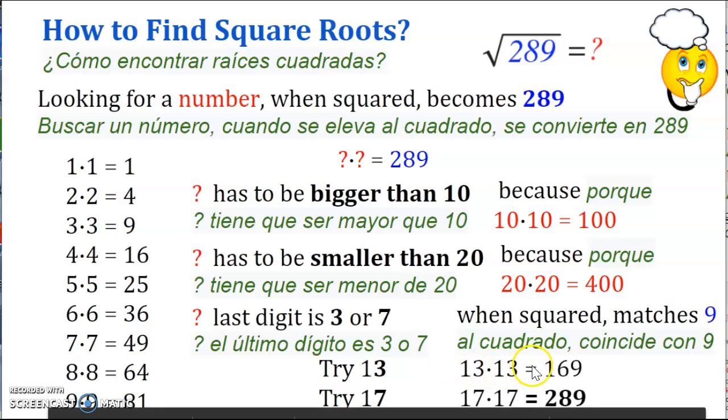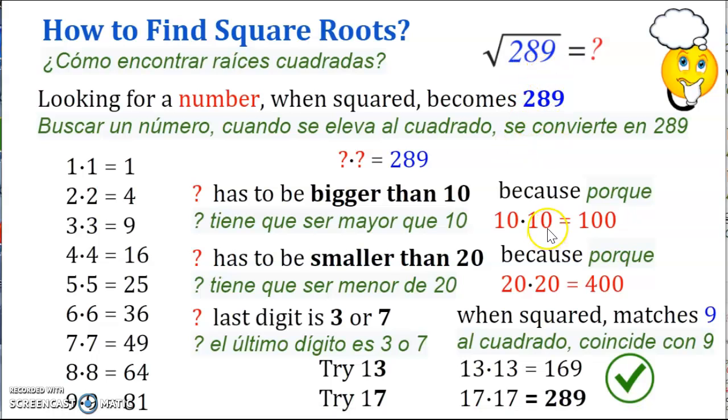What is 13 times 13? It's 169. What is 17 times 17? It's 289. So instead of checking all the numbers between 10 and 20, you can eliminate which ones you should be checking. You are left with 13 by 13, which is 169, which is not 289. So 13 is not it, but 17 times 17 is 289. So that's what we found. The square root of 289 is 17.